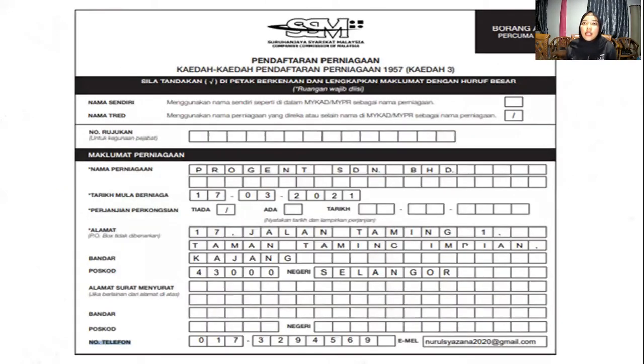As you can see here, we have our business name. We chose Projen Sdn Bhd. Our date to start the business is 17 March 2021. And our address is 17 Jalan Taman Impian, Kajang. That is the address of our store, and also the phone number and email.